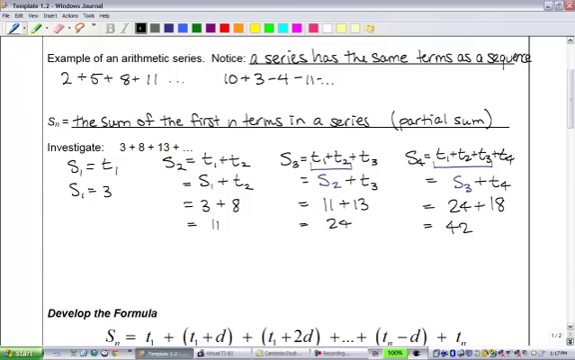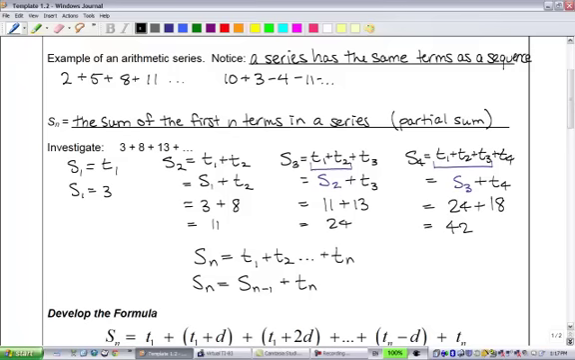So one little handy formula, I guess, is the sum of the first n terms is certainly t1 plus t2 all the way up to tn. That makes sense. But it's also the sum of the terms previous plus the term we're looking for.